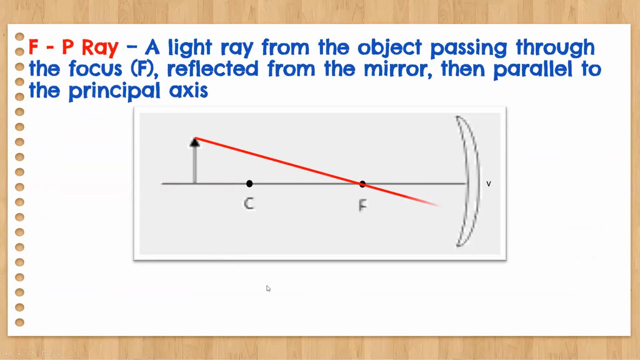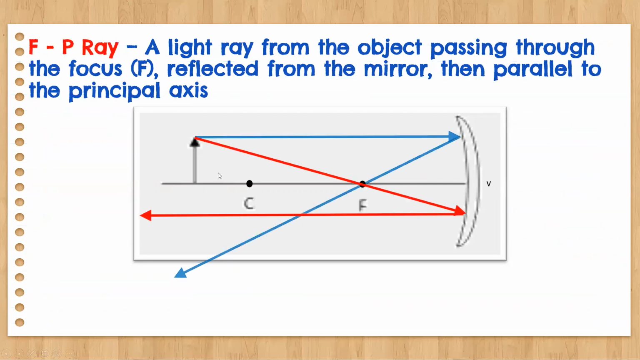The next is the FP ray. As you can see here, from the top or tip of the object, it goes first to the focus point, then it hits the mirror, then is reflected back as a parallel line.